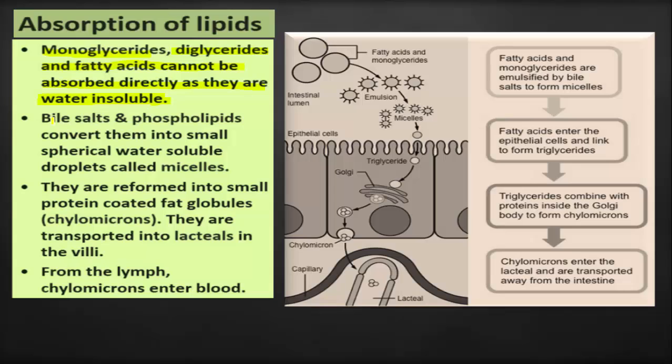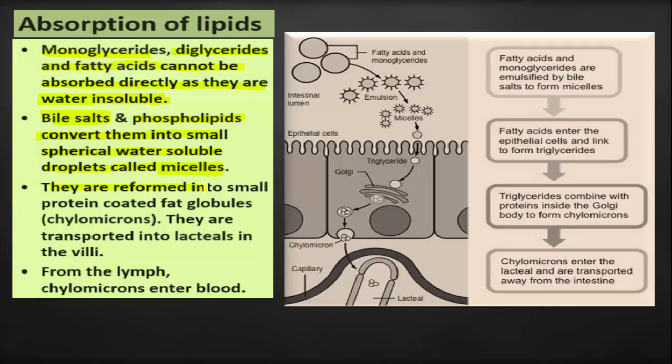So what to do? Bile salts and the phospholipids of the plasma membrane convert them into small spherical water soluble droplets called micelles. That is why emulsification is more important for the digestion of fat. Monoglyceride, diglyceride and fatty acids are water insoluble. They have to be converted into water soluble molecules with the help of bile salt and phospholipid. Now those water soluble droplets of the fat are called micelles.